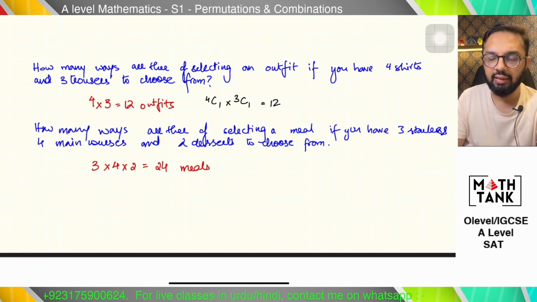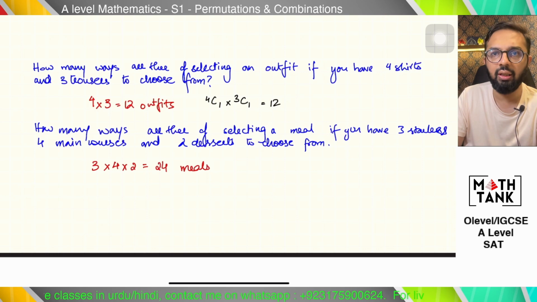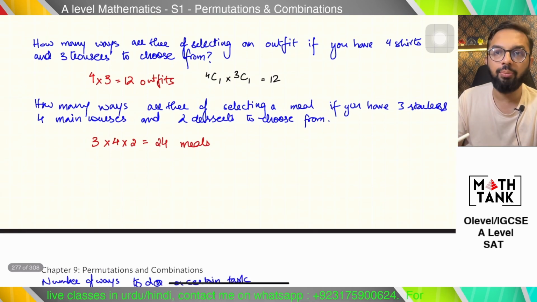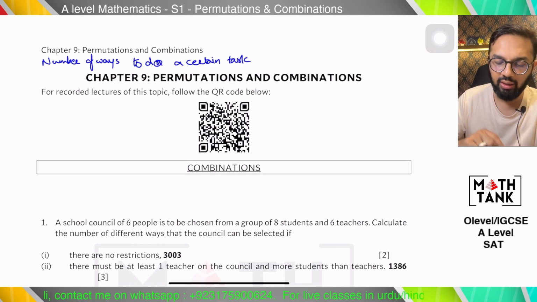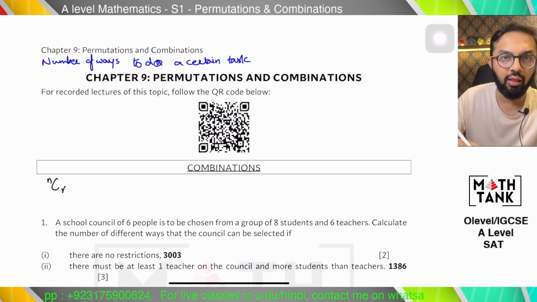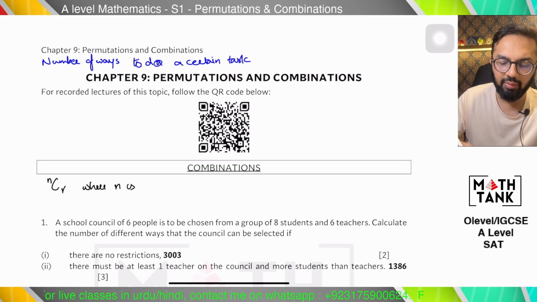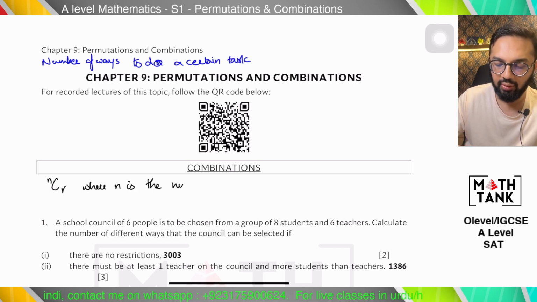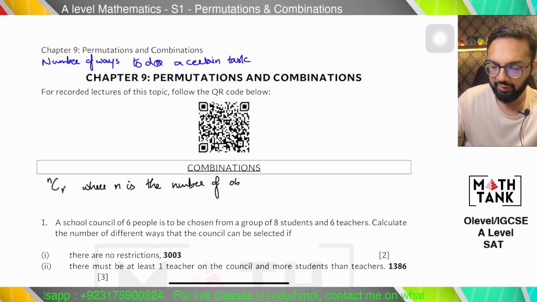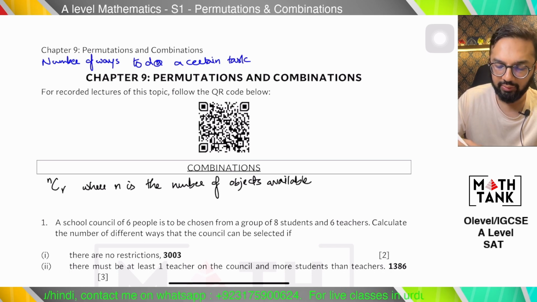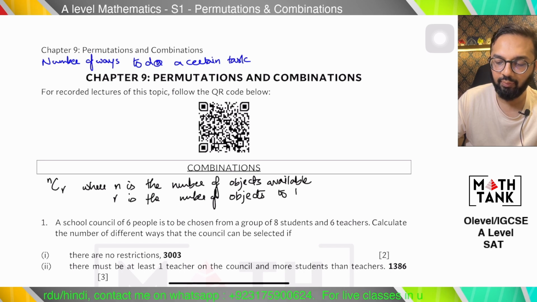Okay, so the basic idea is clear that when you are thinking about combinations, you are choosing your required number of objects, in this case one shirt and one trouser, from a number of different objects that are available. So when you are doing combinations, you are talking about NCR, where N is the number of objects available, and R is the number of objects to be selected.